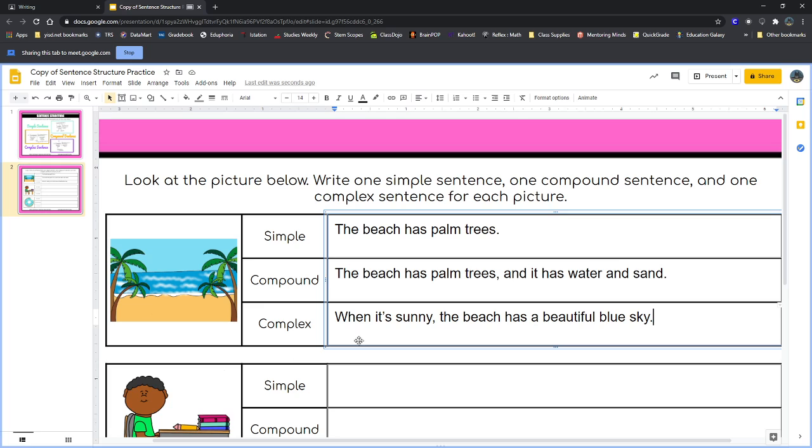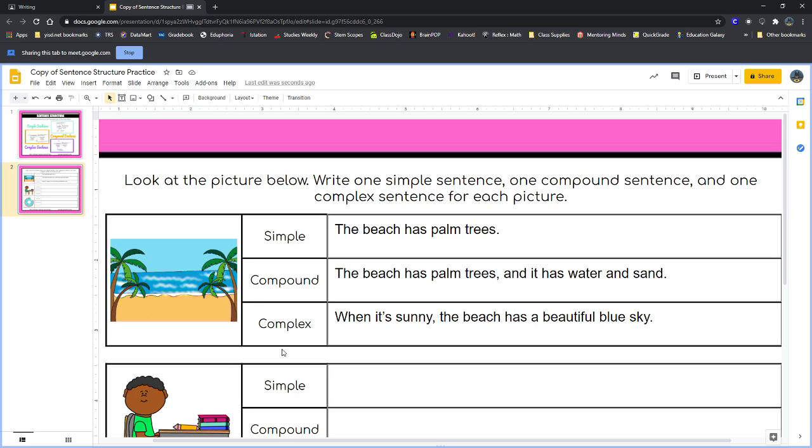And then for complex, I take what would be a normal simple sentence. The beach has a beautiful blue sky. And then I just add some extra description to it. Not always, because not every place has a beautiful, clear blue sky all the time. But when it's sunny, the sky is beautiful and clear and blue. Because I'm sure that even at the beach when it's rainy, the sky doesn't look beautiful and clear and blue. It probably looks like the sky anywhere when it gets rainy. Probably looks a little bit darker or gray.